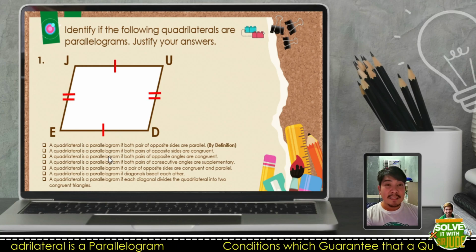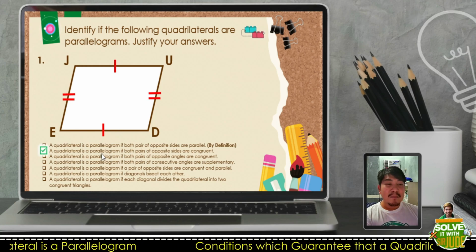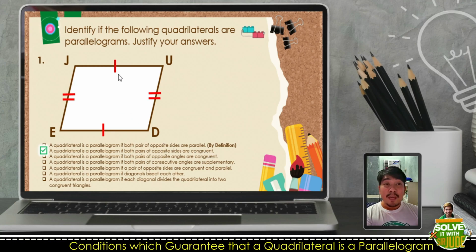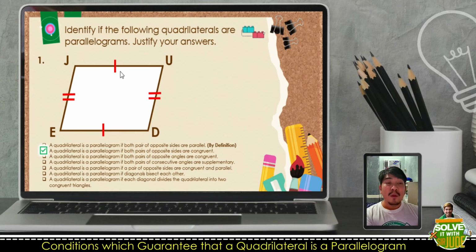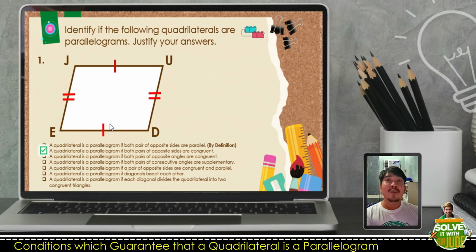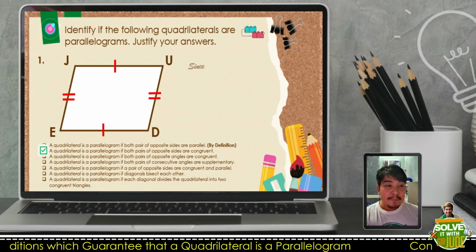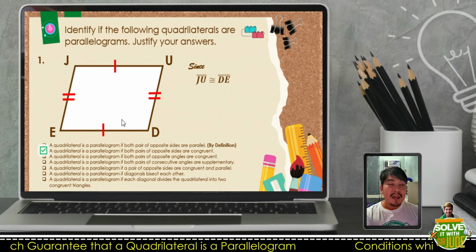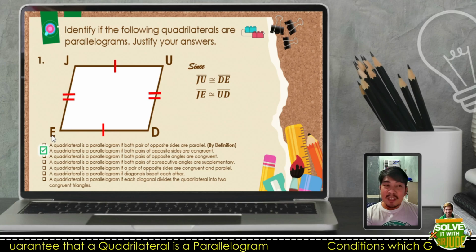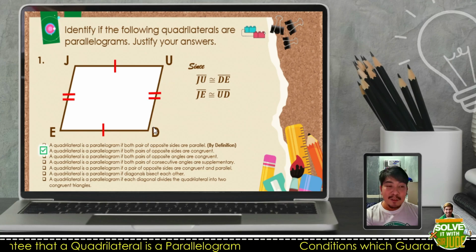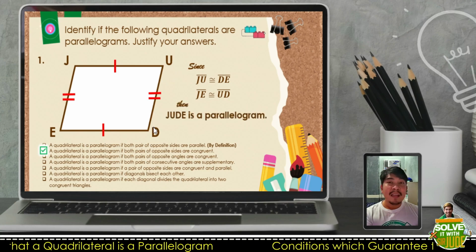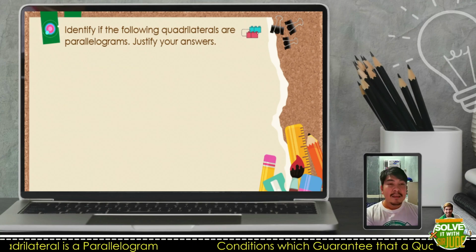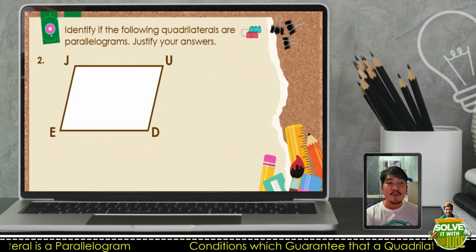So that is, a quadrilateral is a parallelogram if both pairs of opposite sides are congruent. If you can see in the figure, we have two pairs of opposite sides which are congruent. So since JU is congruent to DE and segment JE is congruent to segment UD, then we can say that JUDE is a parallelogram.